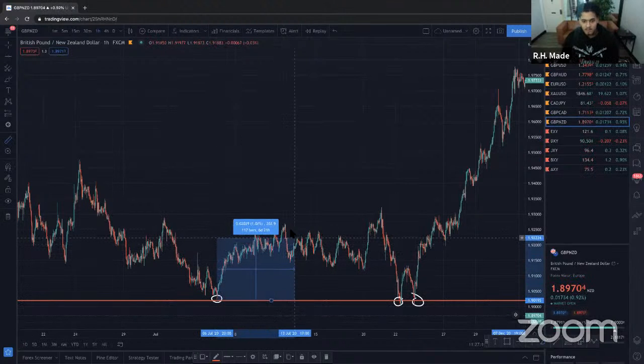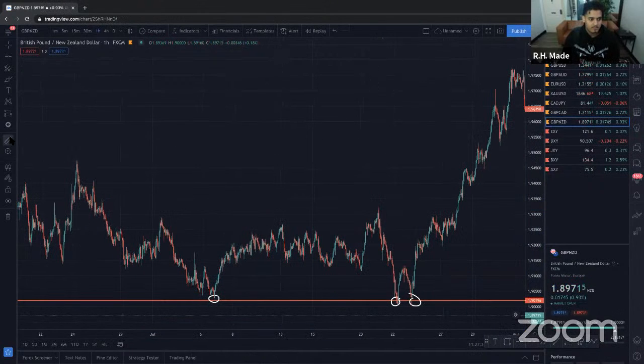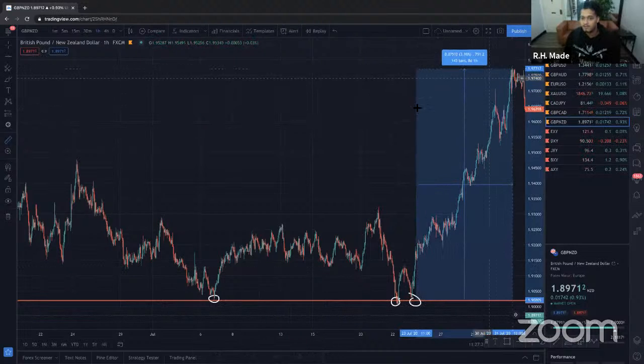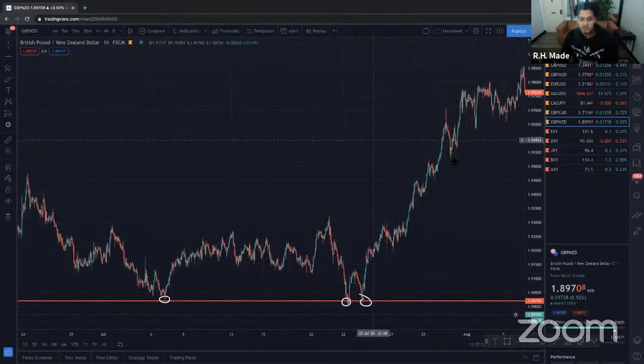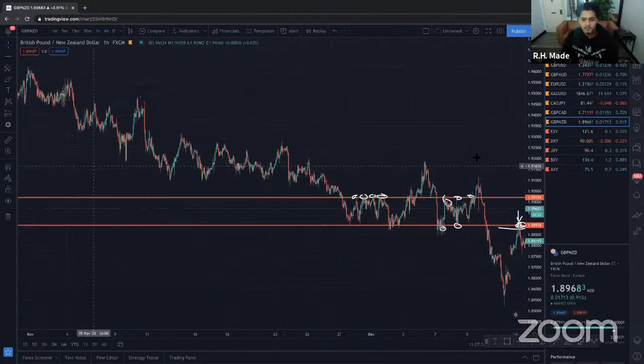You have a couple hundred pips the first bounce, second bounce another 100 pips, and then the third bounce, 700 pips. So each of these moves was pretty drastic. It was a couple hundred pips. So now let's go back in the future.